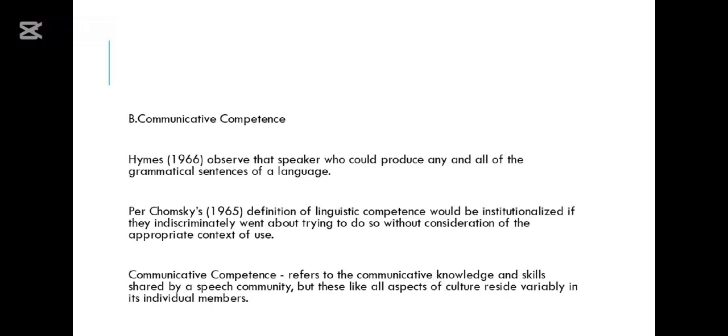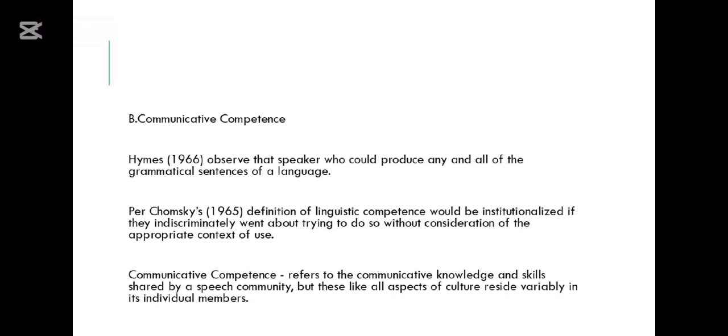What differences does this reveal between the way the ethnography of communication and other approaches to spoken discourse, such as pragmatics and conversation analysis, understand communication? Next, letter B, communicative competence. Hymes, 1966, observed that a speaker who could produce any and all of the grammatical sentences of a language, per Chomsky's 1965 definition of linguistic competence, would be institutionalized if they indiscriminately went about trying to do so without consideration of the appropriate context of use.